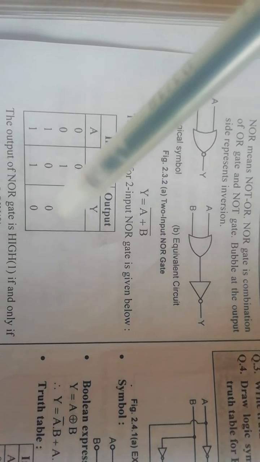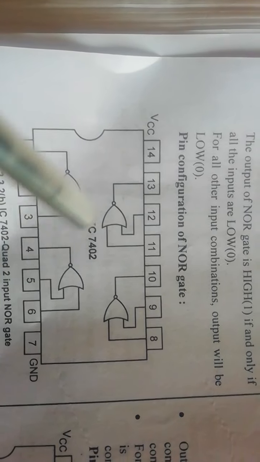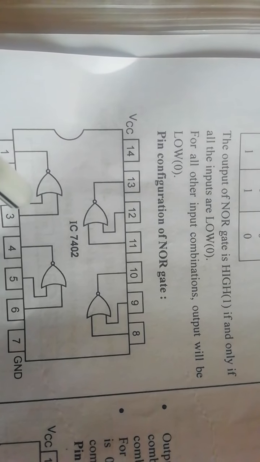This is the truth table, input and output. There are 2 inputs, A and B, and Y is the output. First the OR gate and then the NOT operation. Okay, the OR gate is used for addition. 0 plus 0 is 0, but the complement is 1. 0 plus 1 is 1, complement is 0. 1 plus 0 is 1, complement is 0. 1 plus 1 is 1, complement is 0. So this is the truth table of the NOR gate. Okay, for this NOR gate we use IC 7402. It's a 14 pin IC.